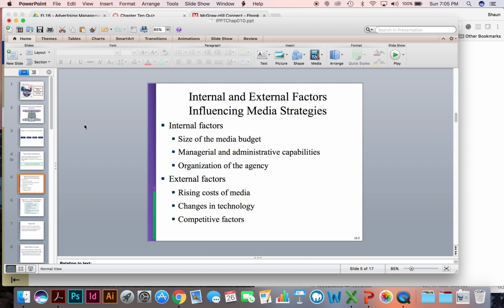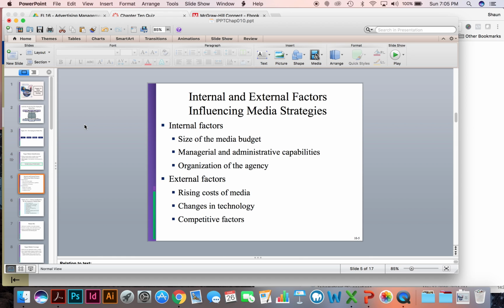Now it's important to know that there are some internal and external factors that could influence your media strategy. Some of the internal factors could be the size of your media budget, managerial and administrative capabilities, as well as the organization of the agency. Now, these internal factors can help determine which strategy you should take. If you have a smaller budget, TV is probably out. Internet advertising and print advertising are your best bet. Managerial and administrative capabilities. If your firm does not have the capabilities to produce a specific media ad, you shouldn't undertake it.